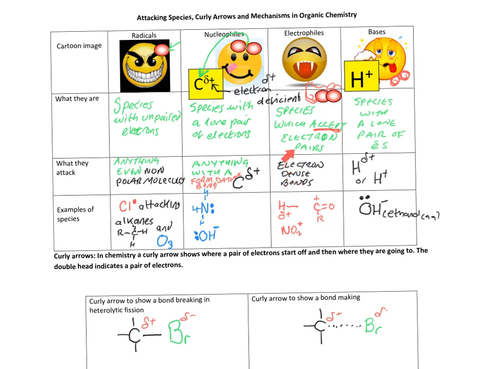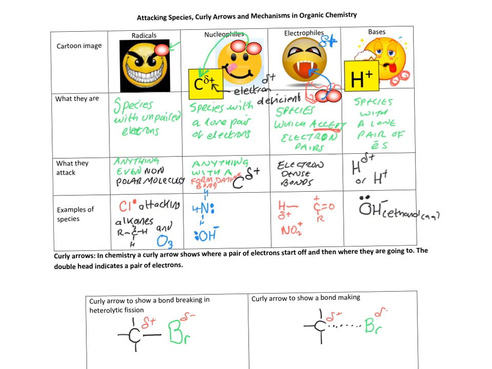The third type of attacking species is our electrophile, and that's opposite to a nucleophile. Phile means it's attracted to, electro means electron dense areas. This time our electrophile accepts electron pairs. You can see here grabbing a pair of electrons, and if we just put a curly arrow onto that, we can see that the electron pair is drawn towards the electrophile. So there's the curly arrow, there's where the electron pair is starting, it's going towards the electrophile. And electrophiles tend to be electron deficient.